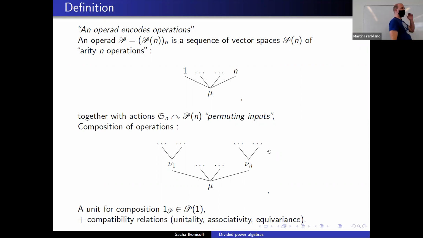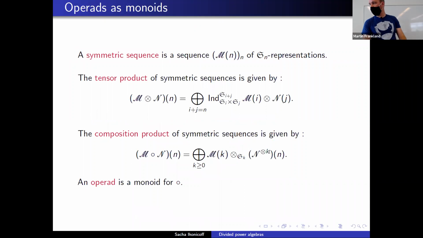So that's perhaps the naive or the classical definition of operads, but there is a more categorical definition, which is quite important in my case. So I'll go over it for a while. We first define the category of symmetric sequences, which are lists M(n) for all integers n of sigma n representations, with the morphisms being a list of equivariant maps. And first, we define a tensor product over those symmetric sequences.